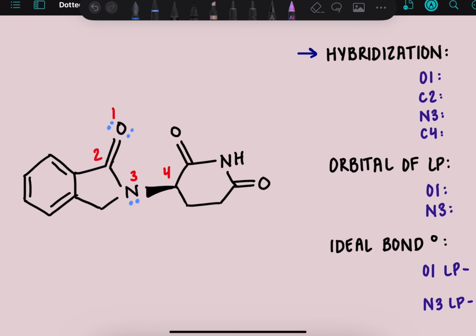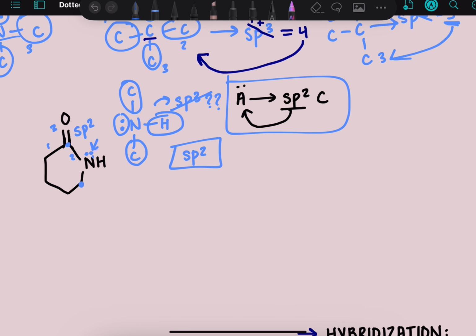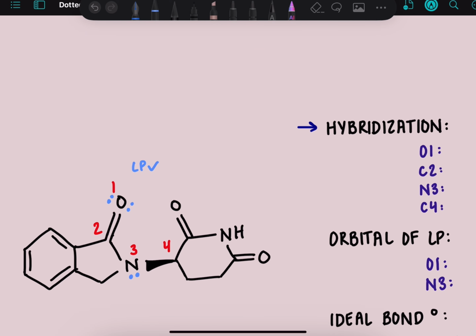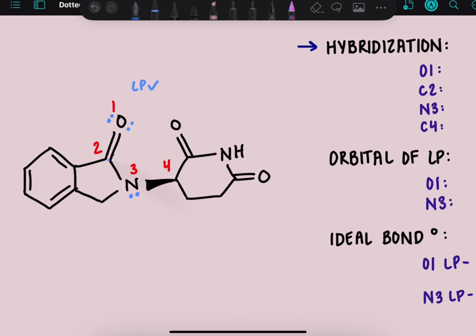So it is asking us for the hybridization of this oxygen, labeled O1. So we know that this has 1, 2, 3. But does this oxygen have lone pairs? Yes, it does. So we need to consider this rule, right? If it's bonded to an sp2 carbon. Yes, it is. This carbon has 1, 2, 3, so it is an sp2 hybridized carbon. Therefore, this oxygen is also sp2.